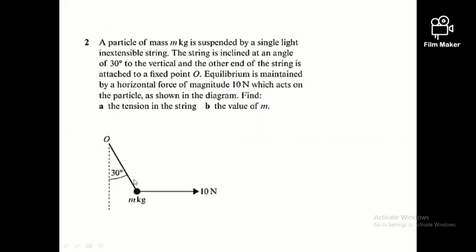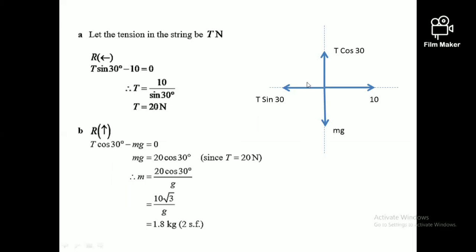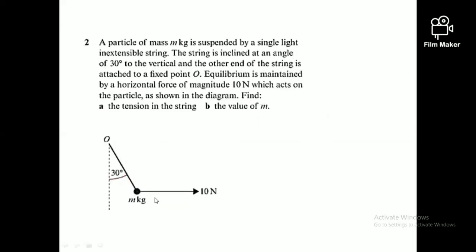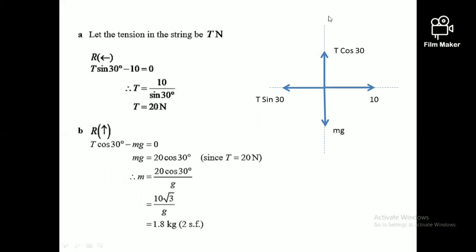Then if this angle is 30, this is T. Therefore, here the tension is T. This component would be T cos 30, and this component is T sin 30. If this angle is 30, this angle is also 30, alternate angles like this. Therefore, T cos 30 and T sin 30.